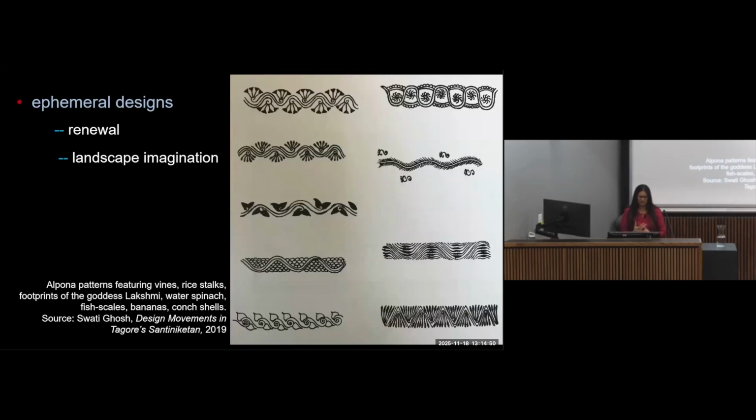So these are some of the basic designs of this Alpana, and they can be at the thresholds, on the veranda, at the door, and then the courtyard. And they have particular names, but they are linked to basically rice stalks, fish scales, water spinach. You're basically describing a riverine landscape.